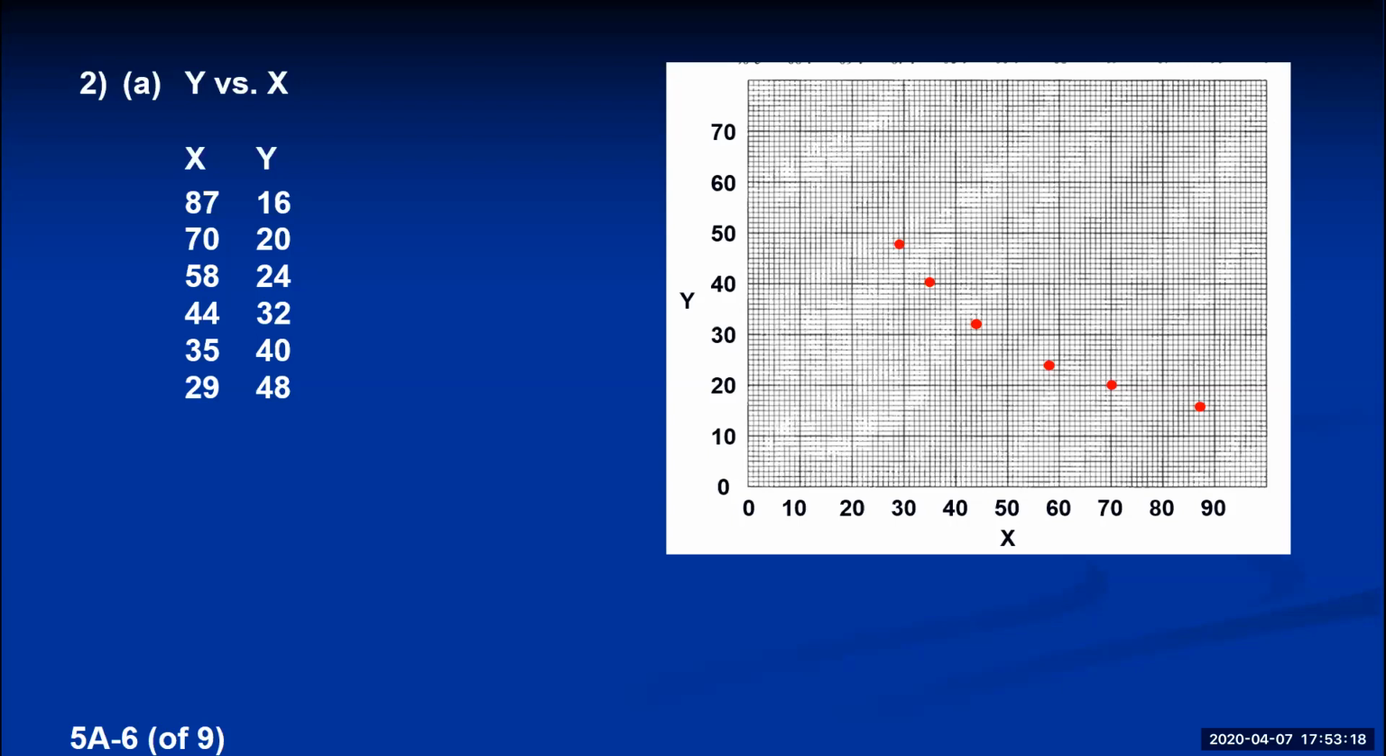This relationship is not a linear relationship, and in fact, it looks like it's curving. And if it were to continue in both directions, it looks like it would asymptotically approach the y-axis and the x-axis.